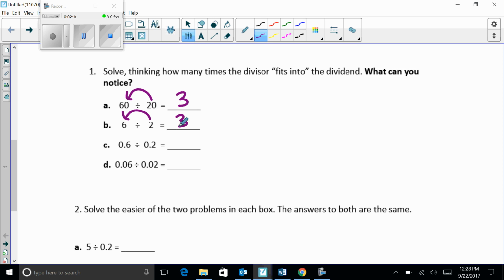On C, even though this has a decimal, I'm going to look right here at my 2. So 2 will go into the 6, again, is going to be 3 times. And same thing with D, even though we have 600ths divided by 200ths, again, I'm going to look at that 2 and it goes into the 6 3 times. So what you should notice is that all of these are the same.